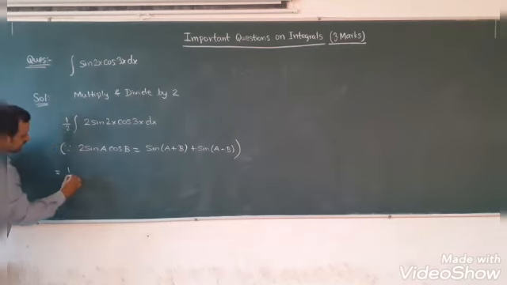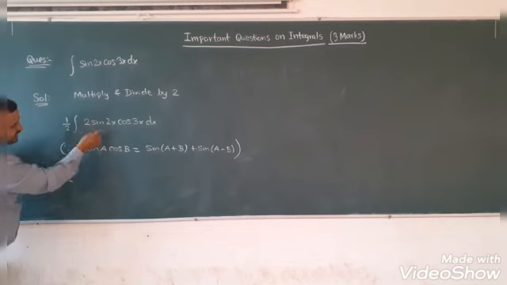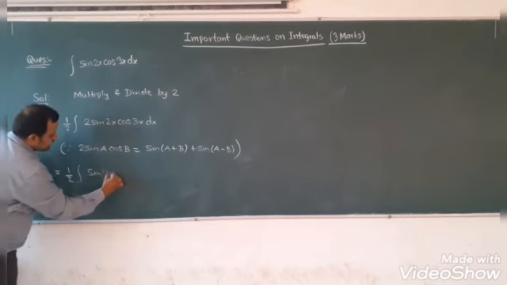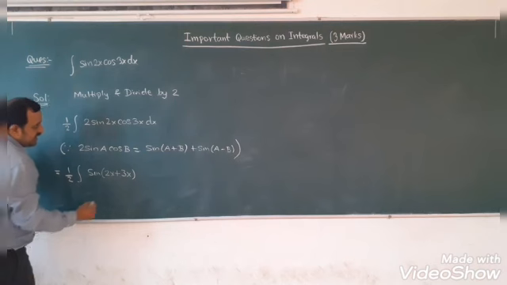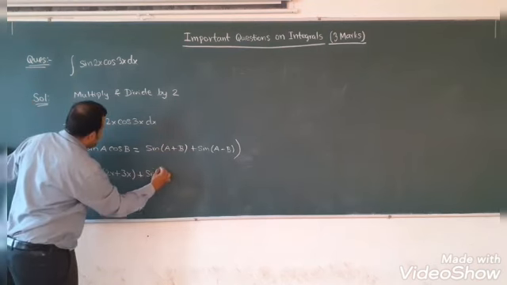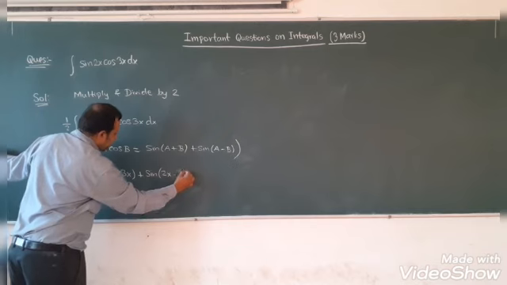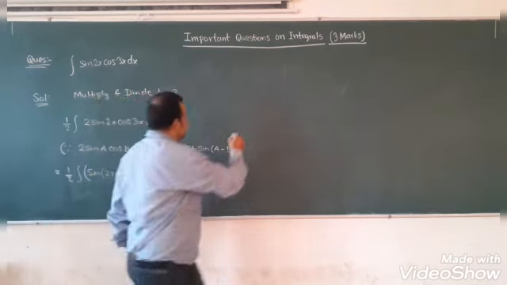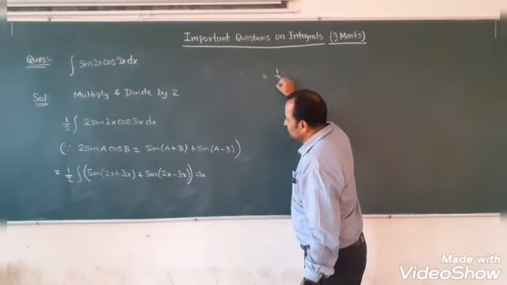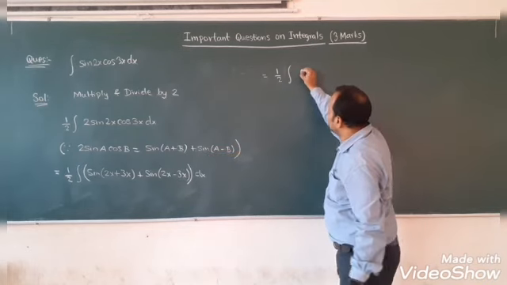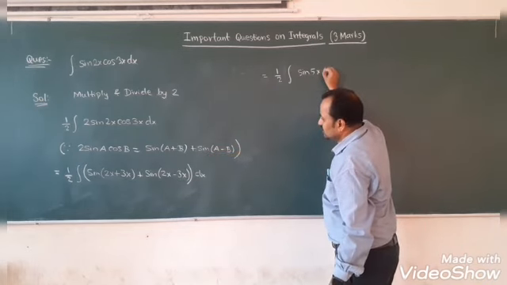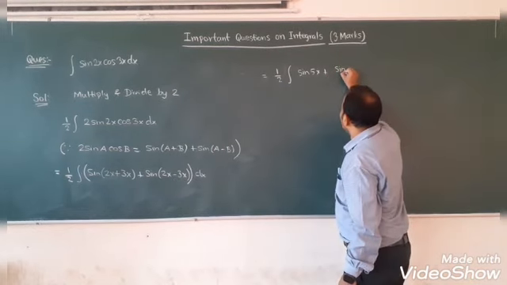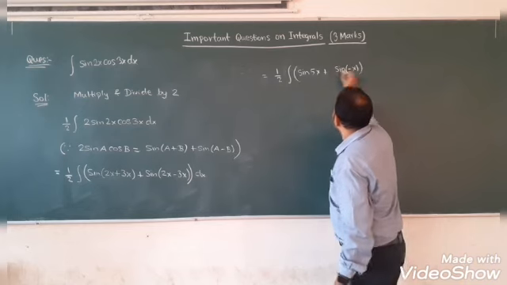So this will become 1 by 2 integral of sin of a plus b, so 2x plus 3x, and here sin of 2x minus 3x, dx. Now it is very simple. So this we can write as 1 by 2 integral of sin 5x plus sin of 2x minus 3x, which is nothing but sin of minus x, dx.